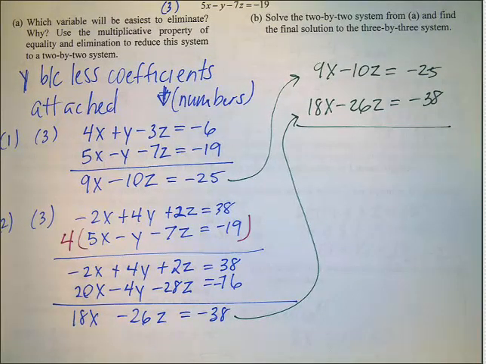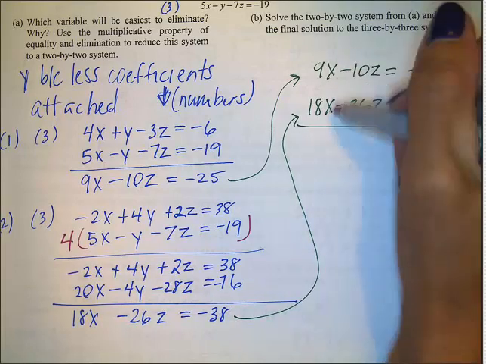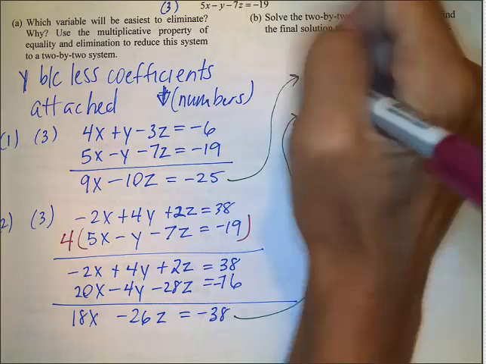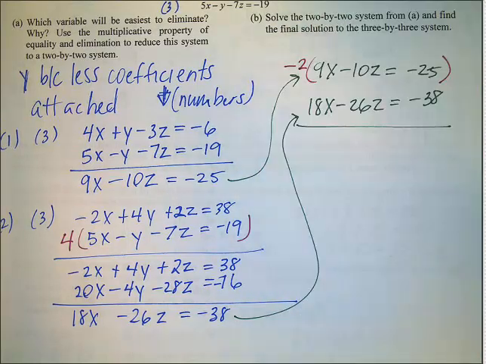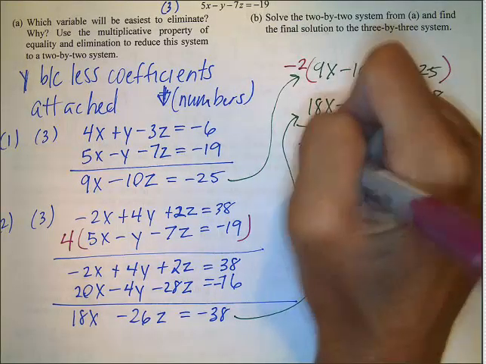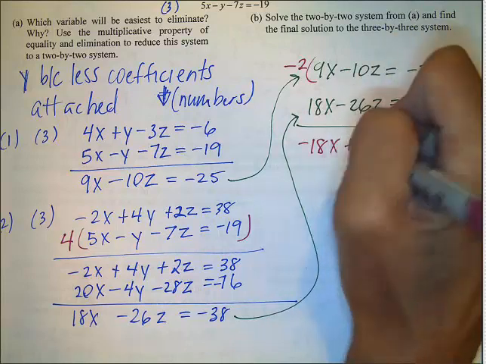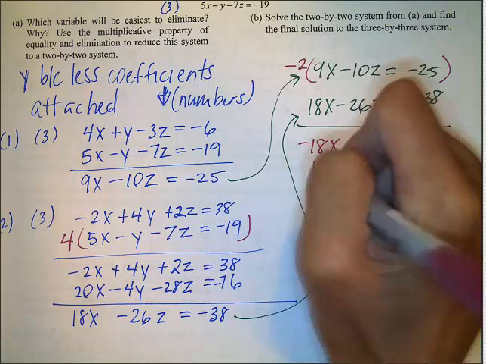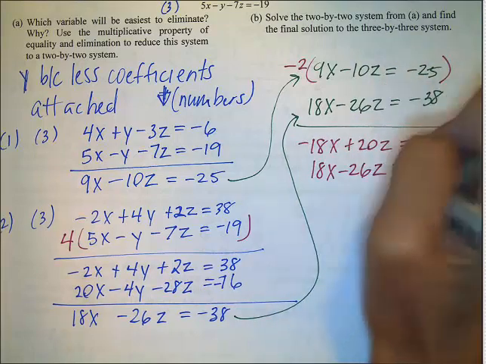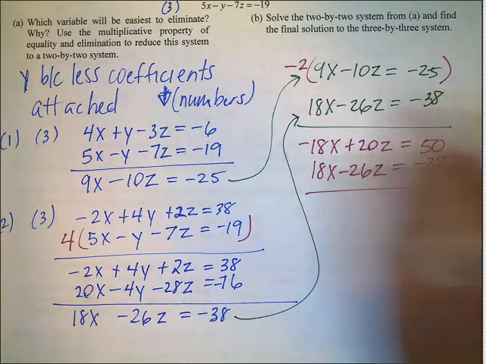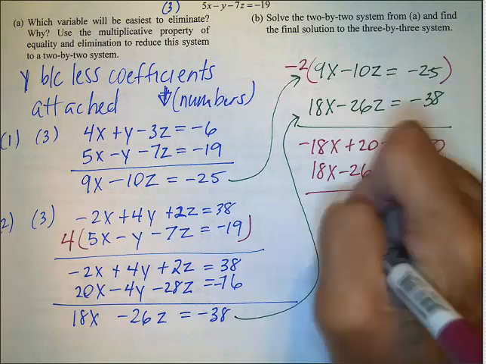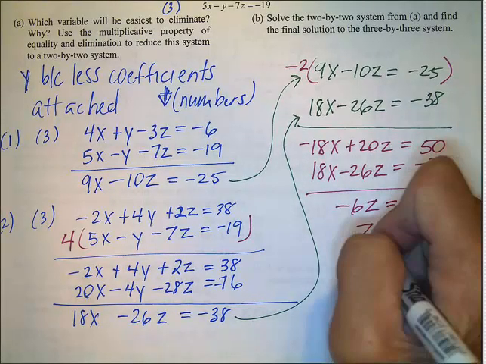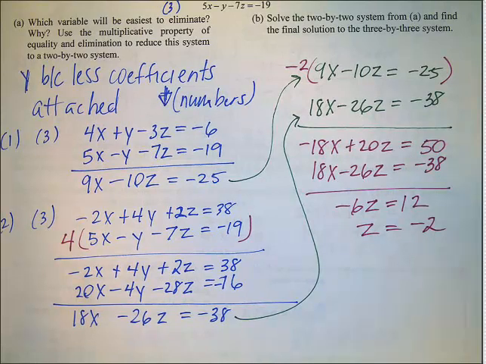So what can I multiply? Well, let's look at the x's. Isn't 9 times 2, 18? But it needs to be the opposite, so it needs to be negative. So I have negative 18x plus 20z equals 50. 18x minus 26z equals negative 38. X's cancel, so I have negative 6z equals 12. So z equals negative 2.